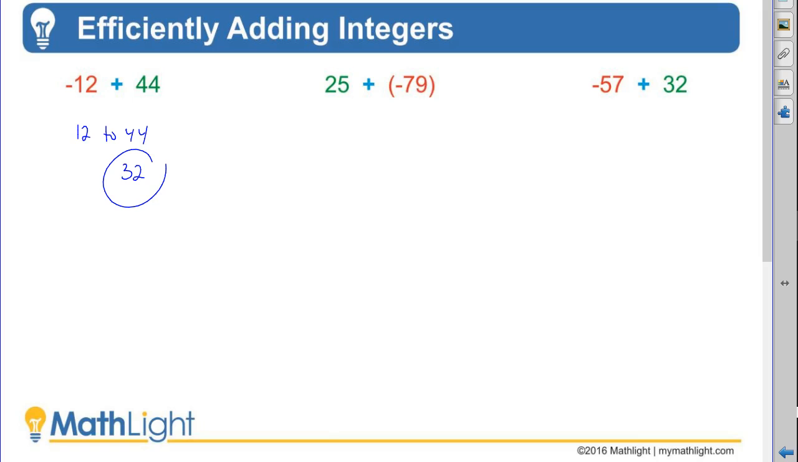Look at the second example in the middle there. Your sum is going to be what? Positive or negative? And you should be saying negative, right? Because you have more negatives than positives. Start at 25, count to 79. That's an easy one, right? 54.